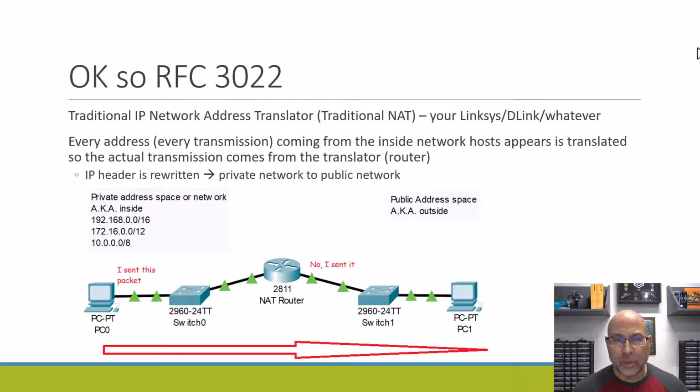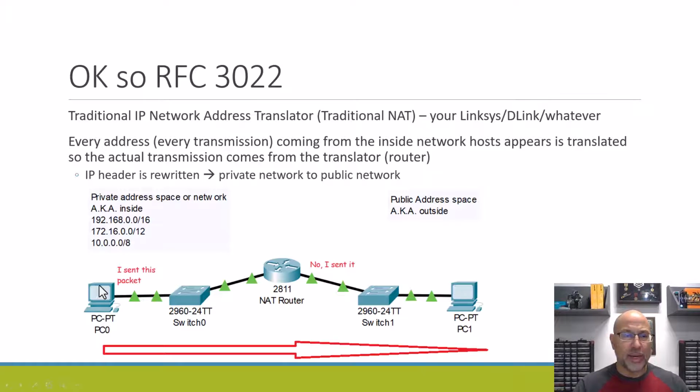RFC 3022, the Traditional IP Network Address Translator. This is what your Linksys or your D-Link or whatever your home gateway or your wireless home gateway does. It does what we call Traditional NAT. And what this means is that every single transmission coming from the inside network, that is your private network, on its way out to the public internet appears to have been translated so that it looks like it comes from the outside interface of your router. Everybody on the public internet believes that the transmission came from your router.